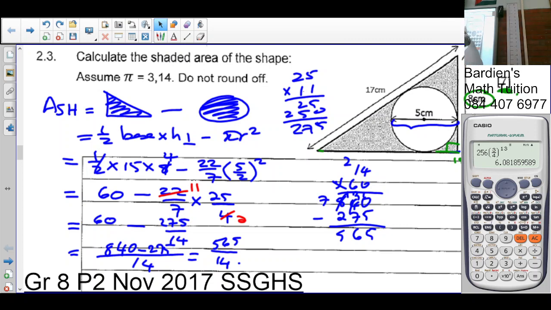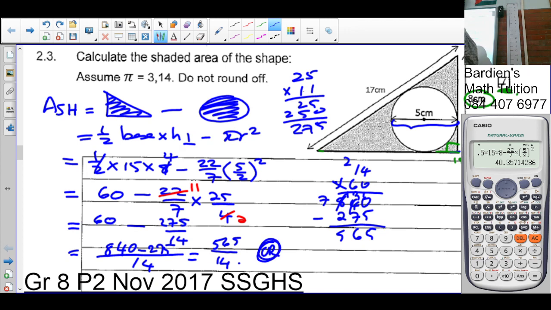I know you guys are not going to use a calculator in the exam. So again, the values you're going to choose here for your radius are going to be values that are divisible by 7. Okay. So it's going to be half times 15 times 8 minus, we said 22/7 times 5/2 squared. 565 over 40.